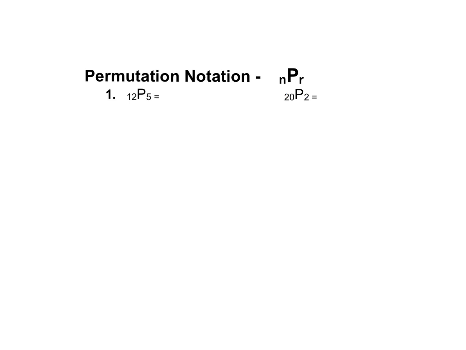All right, now we're going to take a look at permutation notation. Let's go ahead and label this. So this N, you want to put this in your notes, represents the total number. And then this R represents the number you want to arrange.